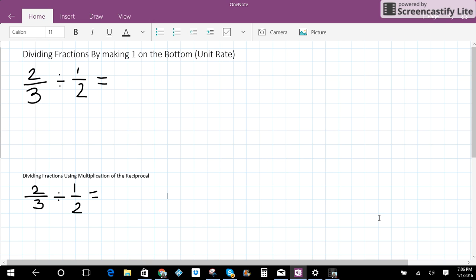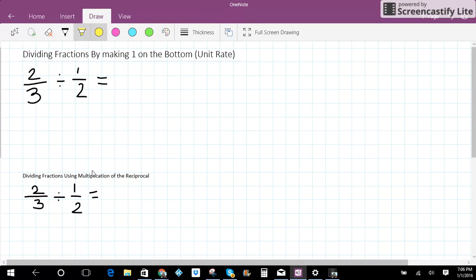Okay, so we're going to divide fractions by making one on the bottom, called unit rate. When we did unit rates, we wanted to make sure one is on the bottom. And in this video, I'm also going to use the same problem, but I'm going to be doing it a second way using the multiplication. In order to learn how to use the multiplication method, the first way is going to help us.